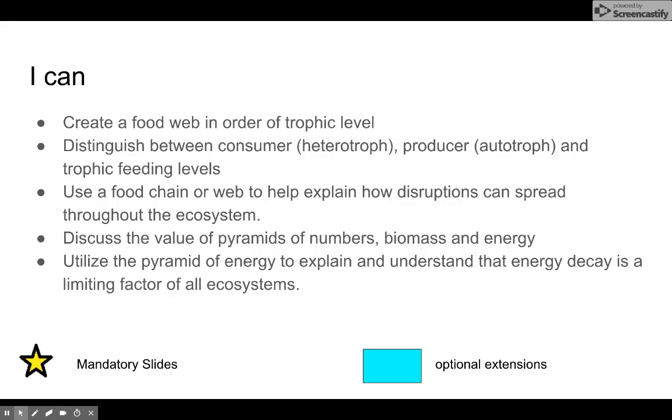And I want you to be able to quantitatively, that is with numbers, explain how energy decays in the ecosystem and how you see that in your examination of a natural environment and the number of critters you find at each level.